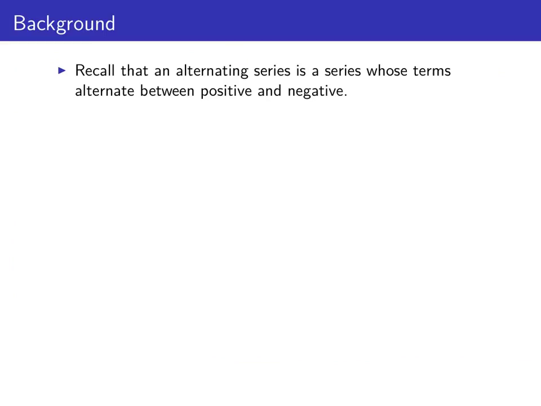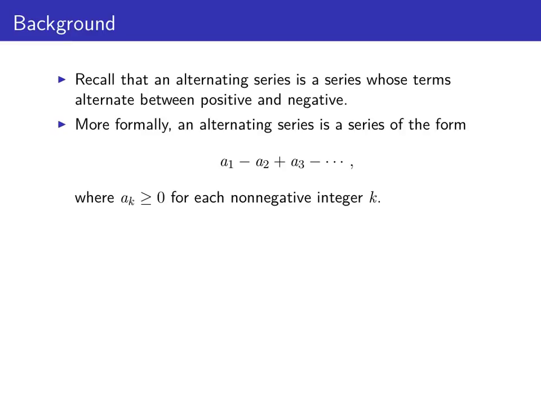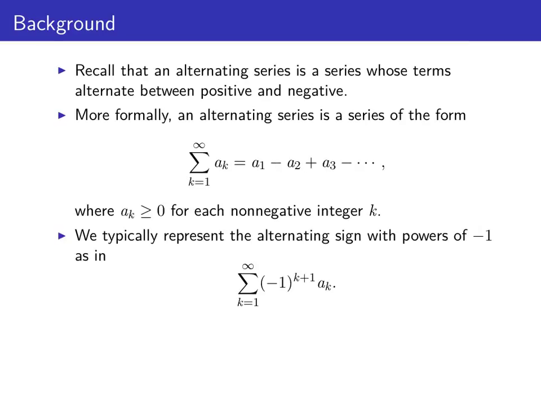Recall that an alternating series is a series whose terms alternate signs between positive and negative. In other words, an alternating series is a series that has the form a sub 1 minus a sub 2 plus a sub 3 minus a sub 4 and so on, where all these terms are non-negative. We typically represent the alternating sign in an alternating series with powers of -1, as in the sum k goes from 1 to infinity, -1 to the k plus 1 times a sub k.